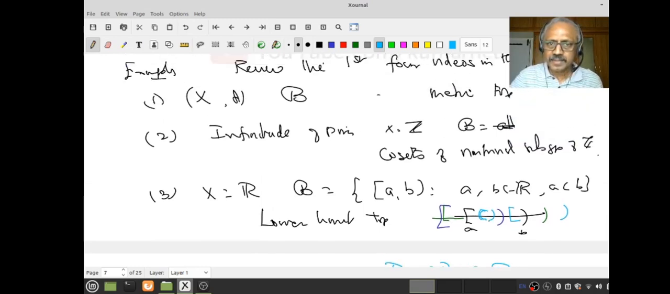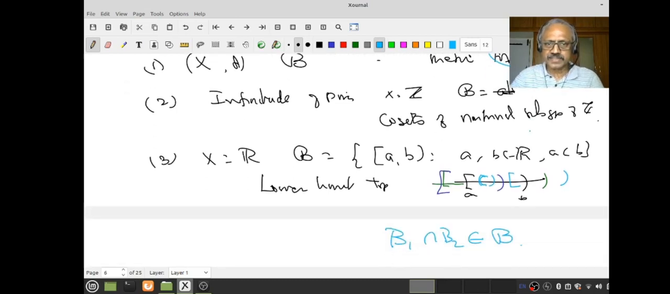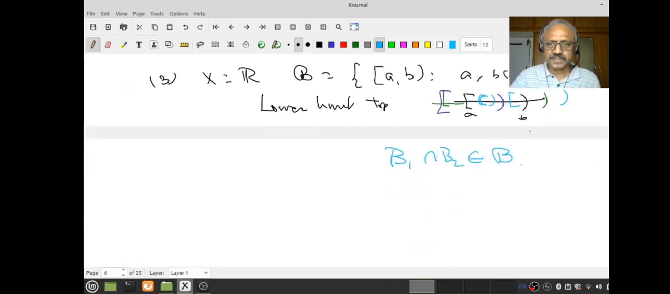Right? But that was not the case here. Okay, I have 2 open balls. If they intersect, then I have to find, for everything, an open ball. You understand that? Whereas in this case, the third case, the intersection of 2 elements from script B is again an element of script B.